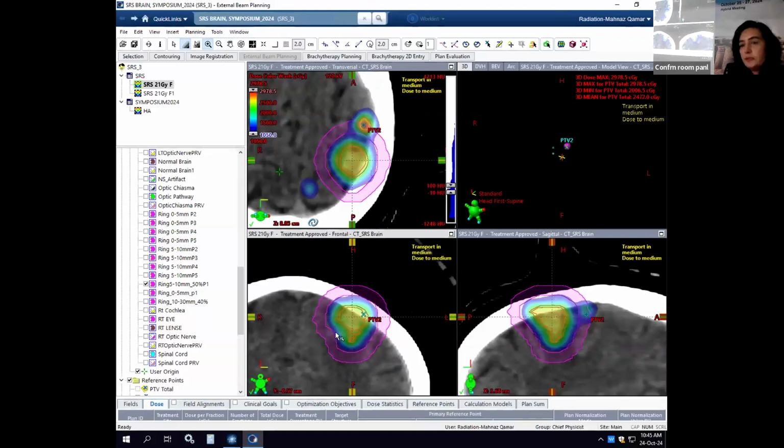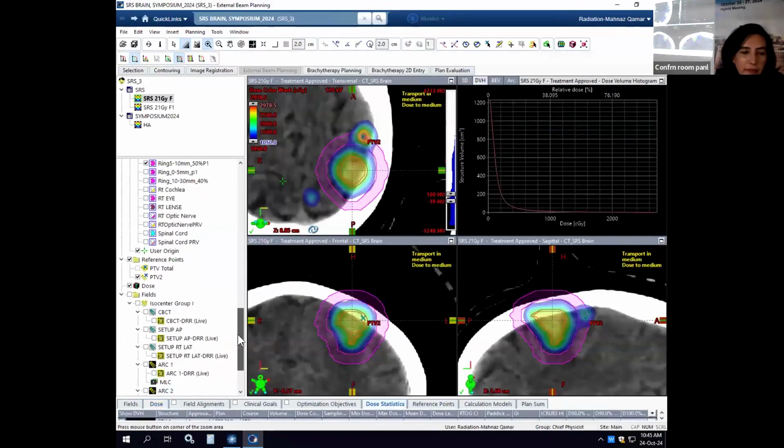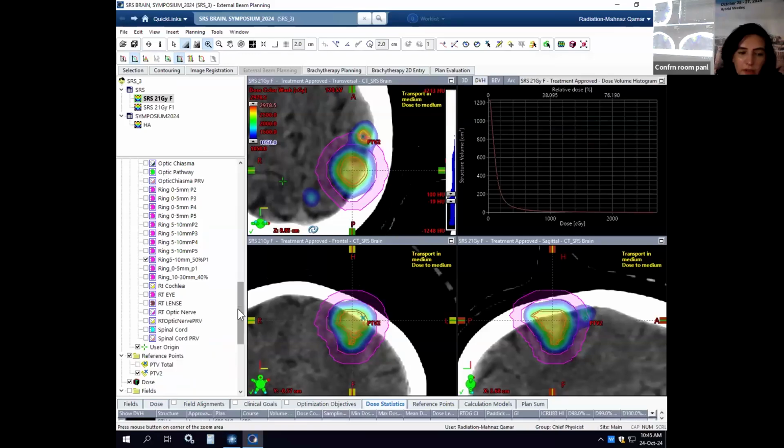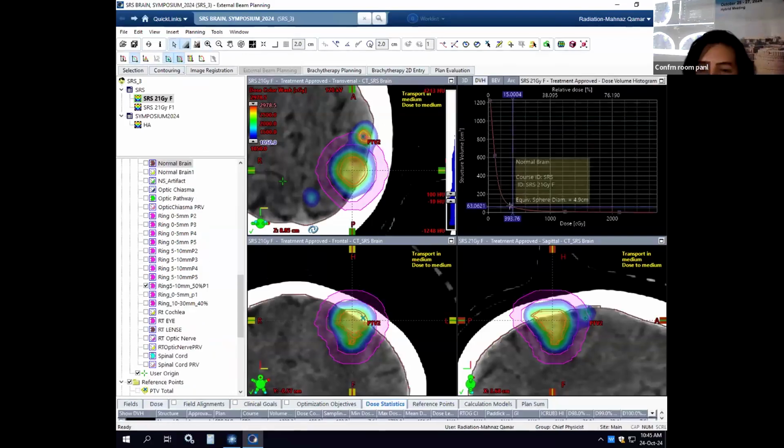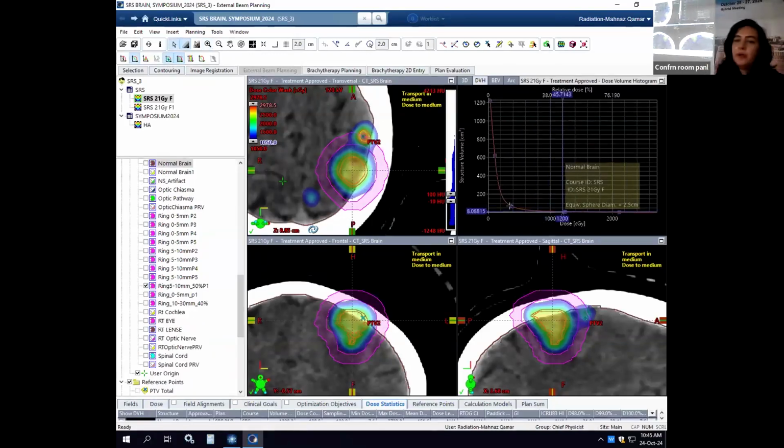So like I mentioned before, in literature, it's been mentioned that symptomatic brain necrosis increases as the volume of the 12 gray isodose line increases. So whenever the 12 gray for a single fraction is received by more than 10 cc, we fractionate. So in this case, we can see that our 12 gray, this is the normal brain, is 8.1 cc, and our limit is 10 cc. So we were able to achieve that.